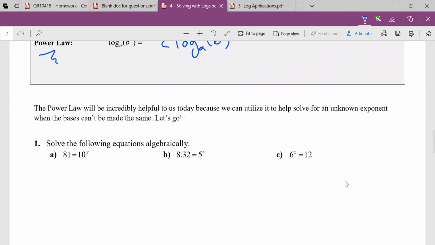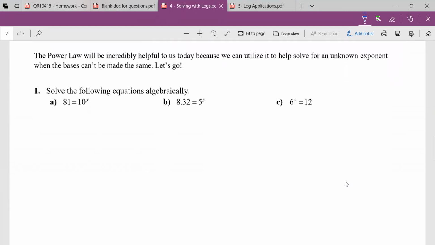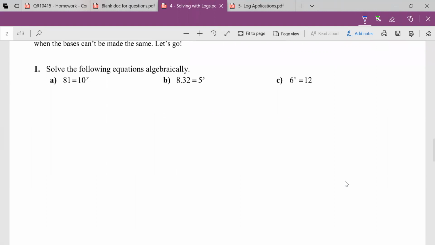Let's go and solve some of these. Like I said, the power law is going to be probably one of the big features of today. So solve algebraically, which means show me some work, right? First thing I want to try, can I make the bases the same? Well, if you look at A, B, and C, I can't. So this is where I'm going to need to use a logarithm.